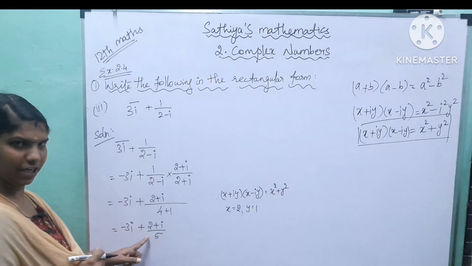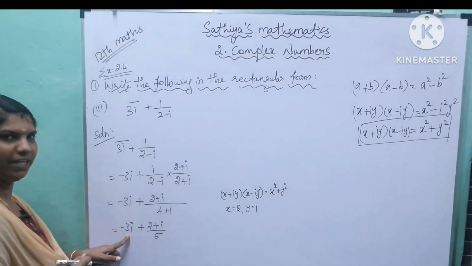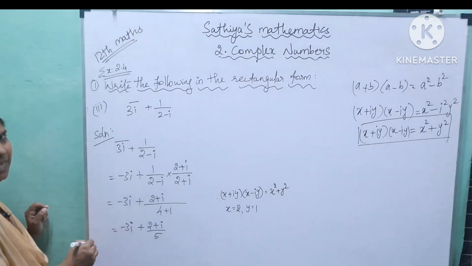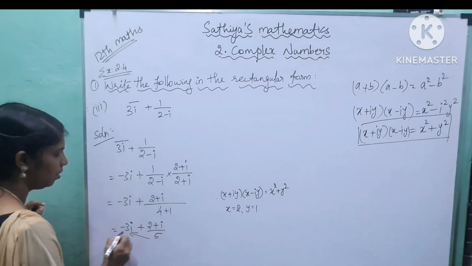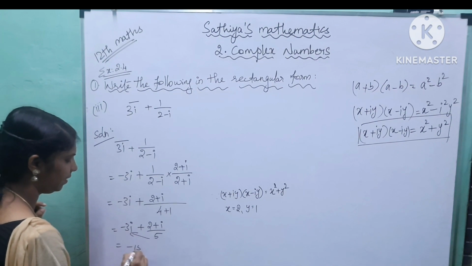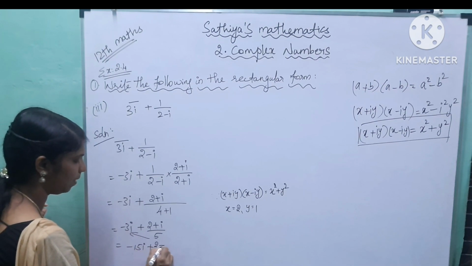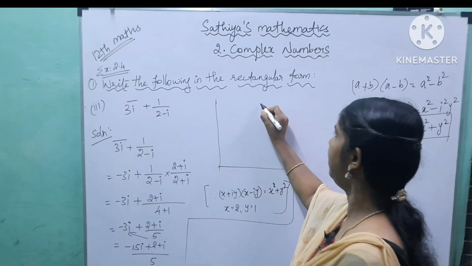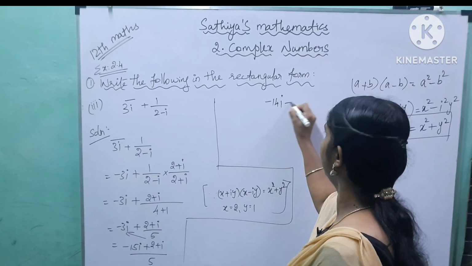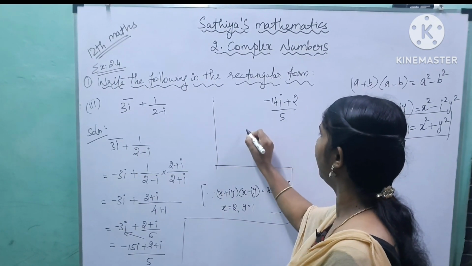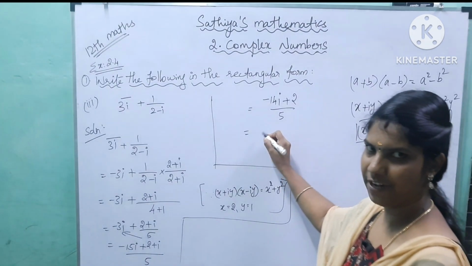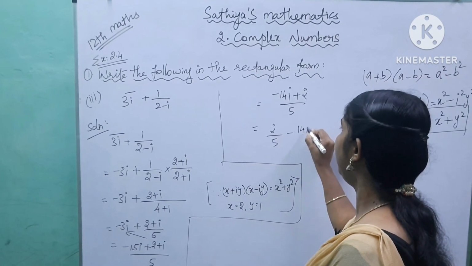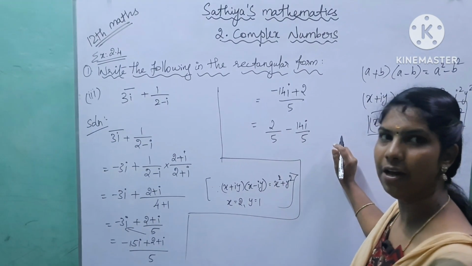But here the denominator has only 5. So we can cross multiply, taking the LCM, or multiply by 5 and divide by 5. Minus 3i into 5 is minus 15i, plus 2 plus i, divided by 5. Minus 15i plus i is minus 14i, plus 2, divided by 5. Writing the real part first, then the imaginary part, we can split and write it as 2 by 5 minus 14i by 5. Now this is in the rectangular form.